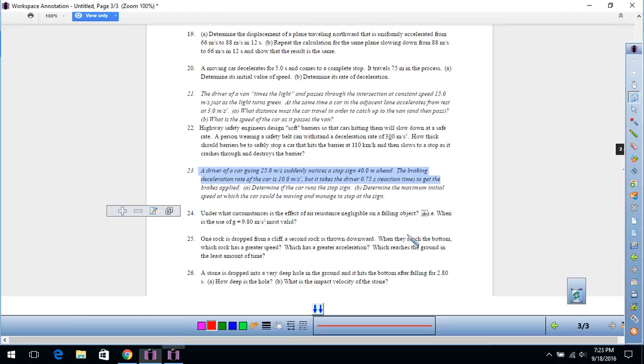So now we're on 24. Under what circumstances is the effective air resistance negligible on a falling object? And then when is the use of 9.8 meters per second squared most valid? Well, not real sure what he's looking for there.